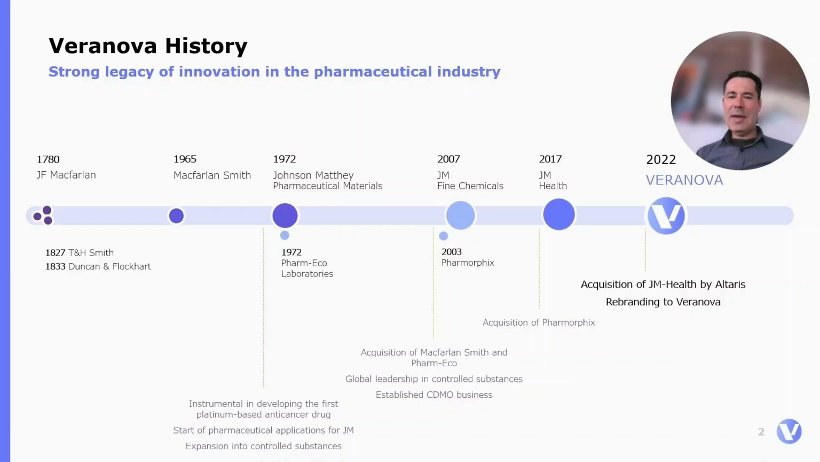So let me take you through the history of Veranova, the company I'm working for. Veranova started as a name in 2022 after the acquisition of Johnson Matthey Health Business by Altaris. But it goes back 200 years ago with the creation of McFarlane in Edinburgh. I have put here some of the milestones and different acquisitions, including the acquisition of the Amorphous business, created in 2003, and that acquisition took place in 2017. And I'm part of the Amorphous business.